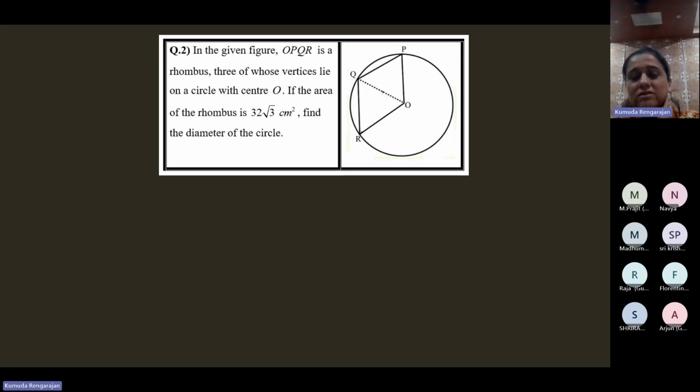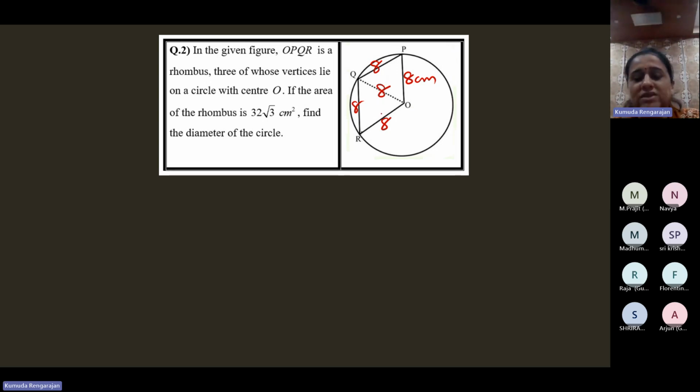I'll just repeat this. Supposing the radius OP is 8 centimeters. Now this one is a rhombus. In a rhombus, all sides are equal. So if OP is 8, PQ is also 8, RQ is 8, OR is also 8. Now OP is a radius which is 8, so OQ is also 8 because that's also the radius of the circle.